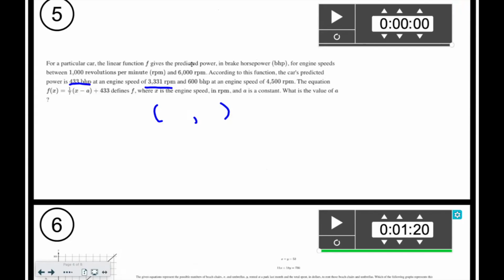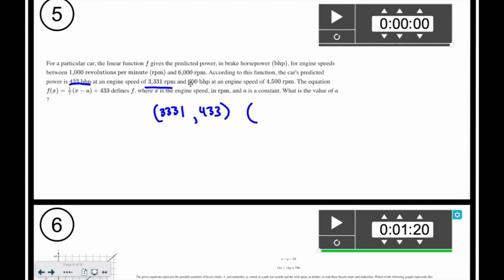Okay. So it says that the F is the predicted power, which is like the Y, and for engine speeds, like the RPM, that's the X. So this tells me that the 3331 is the X value and the 433 is the Y.